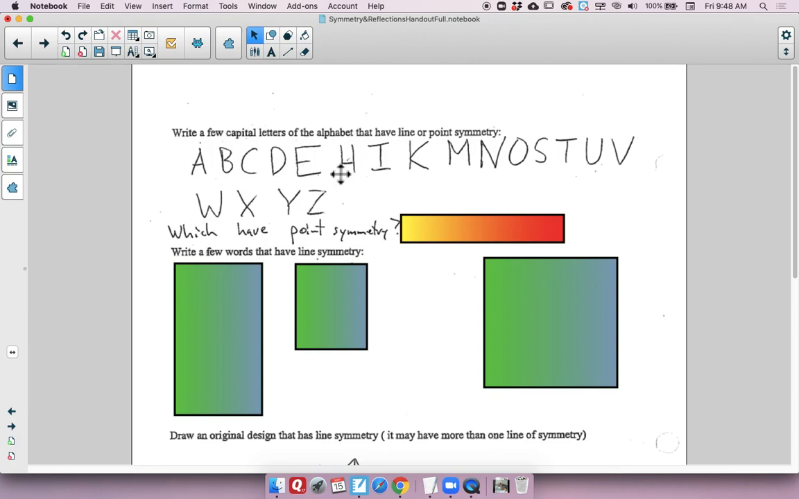Okay. And if you have questions on these, obviously you're doing this while we're in class, so I'd be happy to help you. So which ones have point symmetry? I came up with I, N, Z, H, S, O, and X.